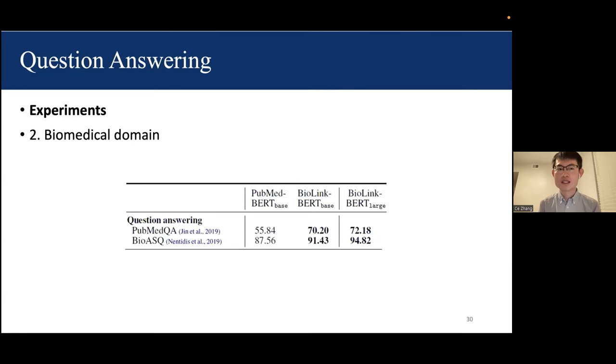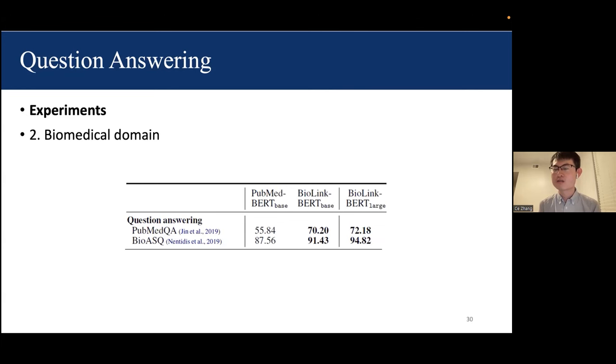The second experiment is biomedical domain. We use 2 data sets here. Now let's look at the comparison. If we compare the first 2 columns, the first model is a baseline model, but it doesn't have graph structure. The second column here has graph structure. So the improvement is because graph structure is indeed useful.